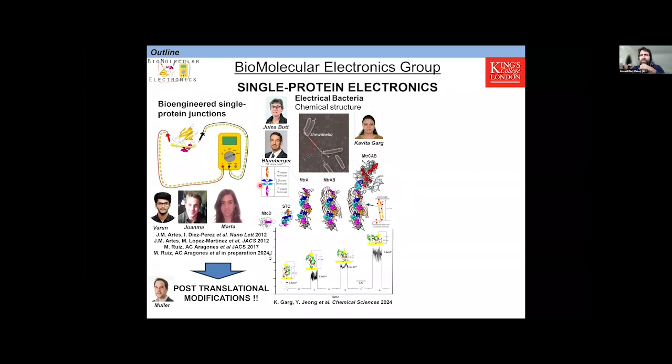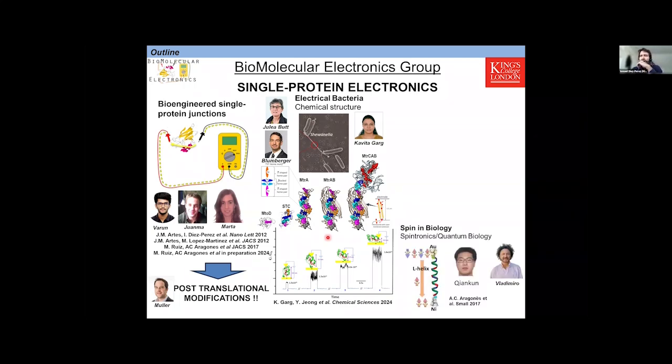Another very interesting project is studying the proteins that are part of electrical bacteria. Electrical bacteria have systems that can translocate electrons over very long distances, and the proteins forming these structures are multi-heme proteins. We're studying how electron conductivity at this long range is enabled in these systems. One thing we also do is spin in biology. We're interested in injecting a spin into these structures and seeing how the spin scatters differently. This is a very interesting problem that we started a few years ago.